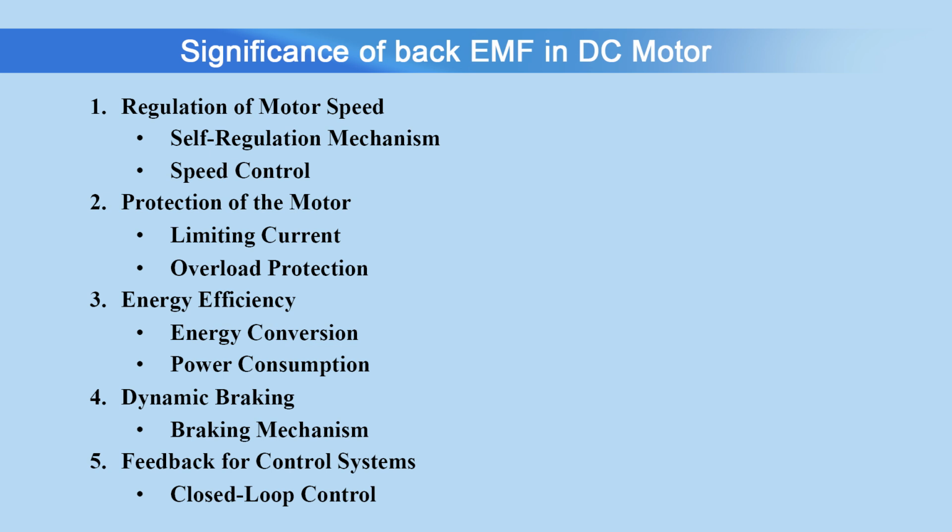As the motor picks up speed, the back EMF develops and limits the current to a safe limit. The next one is overload protection. If the motor is overloaded and slows down, the back EMF decreases, leading to an increase in the armature current. This can trigger protective devices to shut down the motor and prevent damage. Next, energy efficiency.